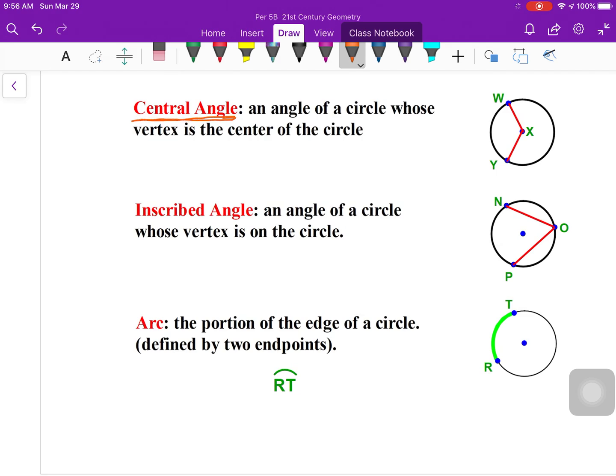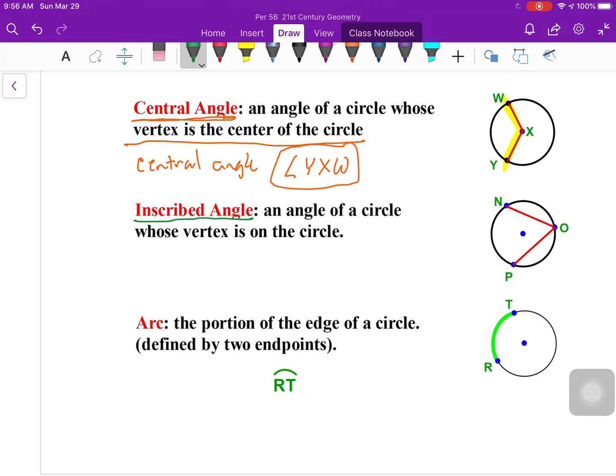A central angle. A central angle we talked about back when we did areas of regular polygons. A central angle is an angle of a circle where the vertex is in the center of the circle. So if I was naming the central angle in this circle, the central angle would be this one right here. I would have to name it as angle YXW. Notice we have to use the angle symbol.